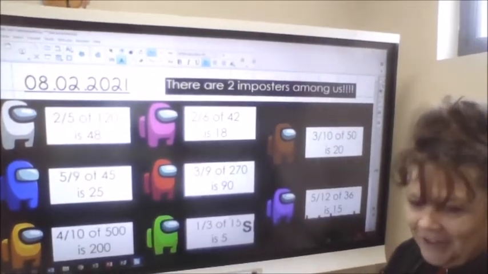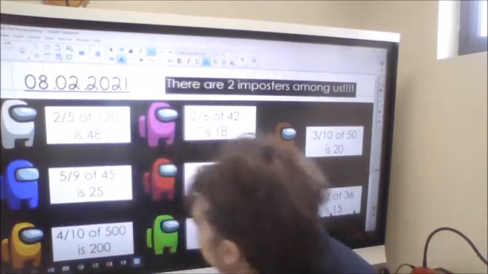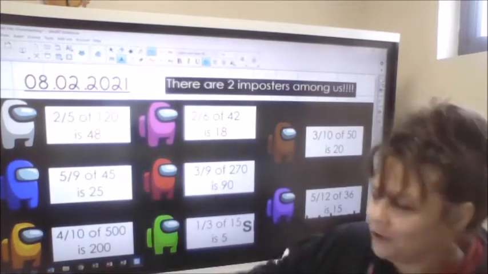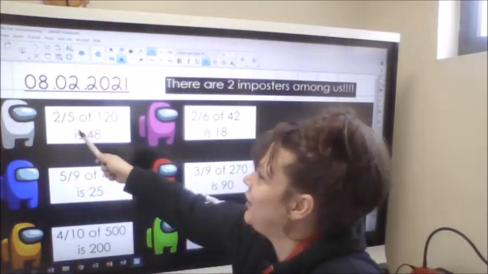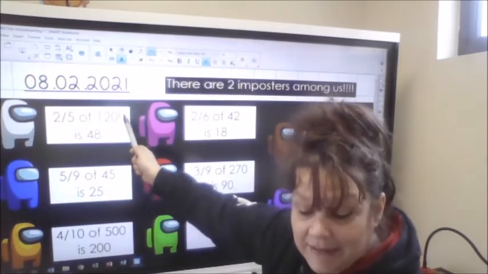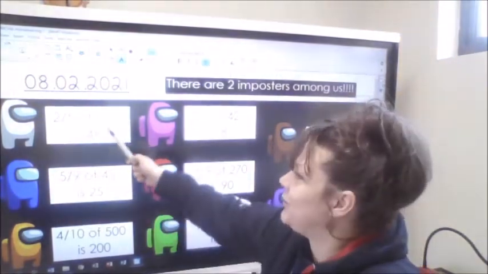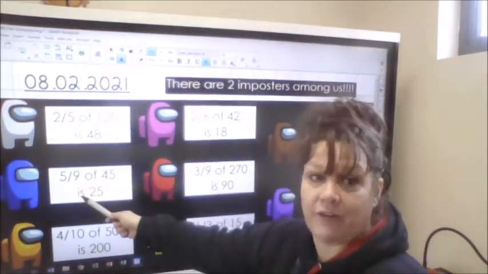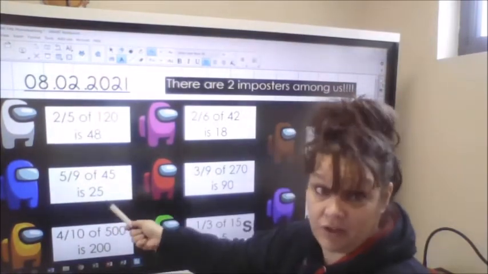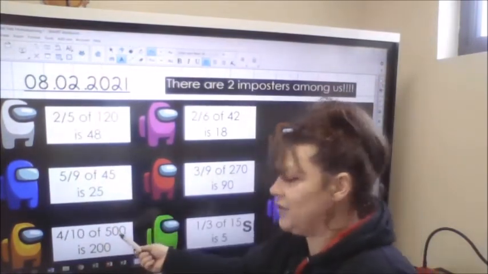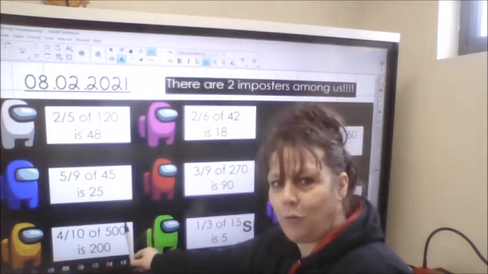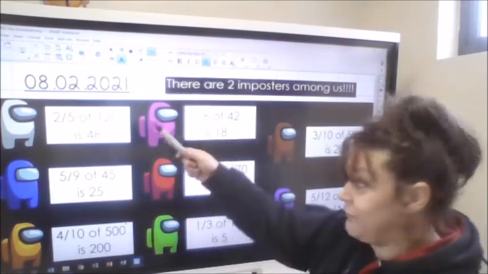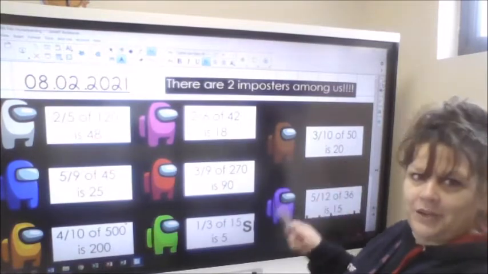Okay, Year 6, let's have a little go and see how we got on. So, 2 imposters among us. Right, well, if we have a little look at our screen, 5 into 120 goes 24. And 24 times 2 is 48. So that one's right. Okay, 9 into 45 goes 5. And 5 times 5 is 25. So that one's okay. Here, 10 into 500. Remember, take the 0 off. That's 50. And 50 times 4 is 200. So far, those 3 are correct. Haven't found an imposter yet.